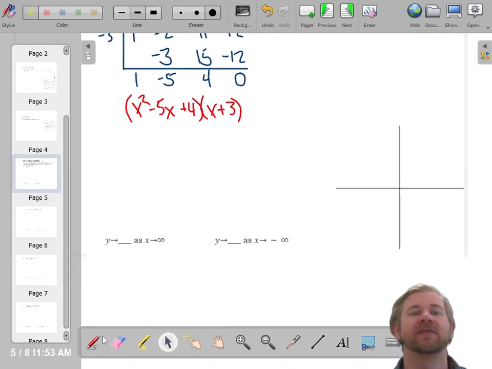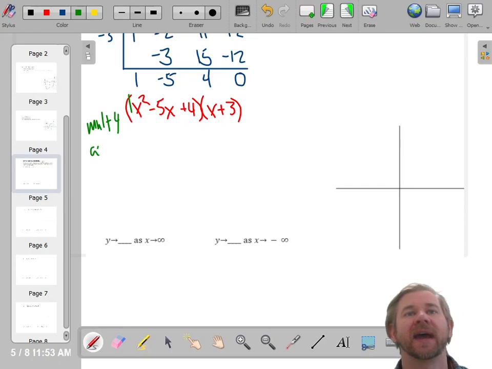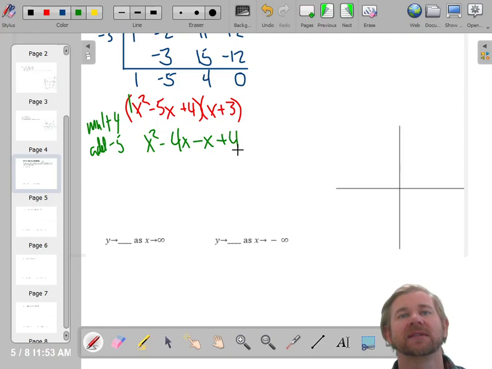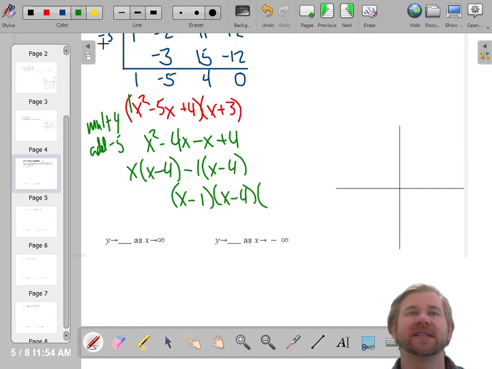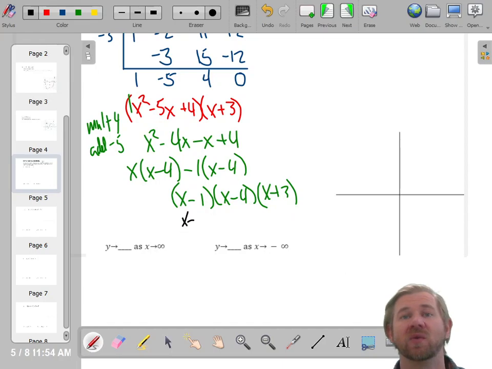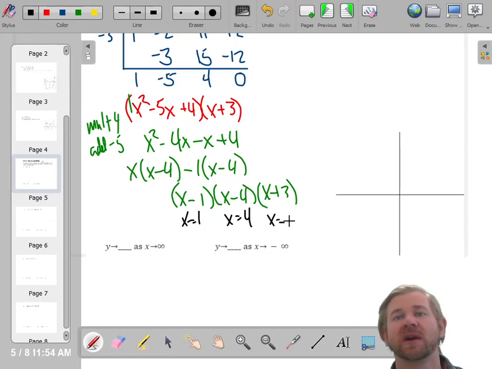So first, let's factor. Find numbers that multiply to 1 times 4 and add to -5. It's got to be -4 and -1x. So I split the middle on this quadratic, then I factor by grouping. x minus 4. The GCF of those two is -1. Now my factors are x minus 1, x minus 4, and remember, since -3 was a 0, one of the factors must be x plus 3. So where should I see my zeros? At 1, 4, and -3.